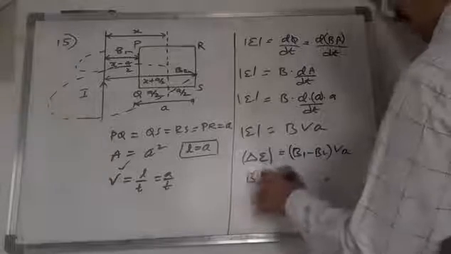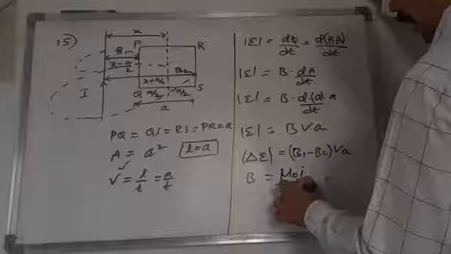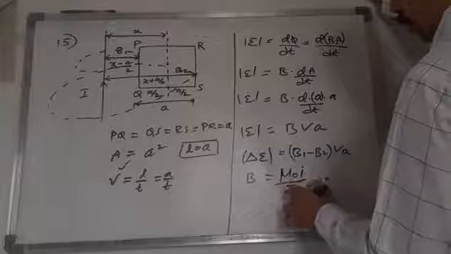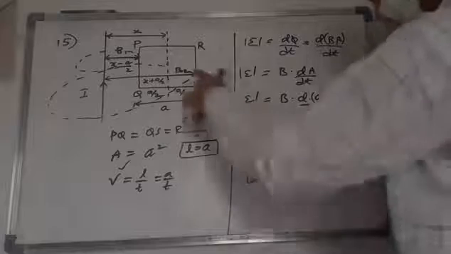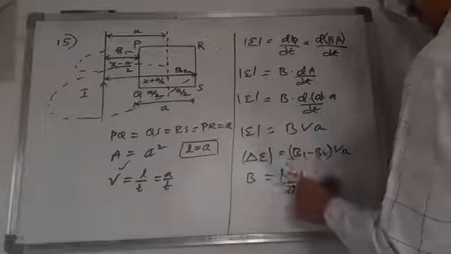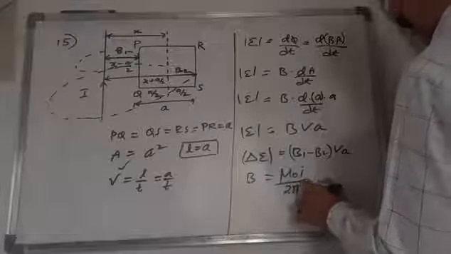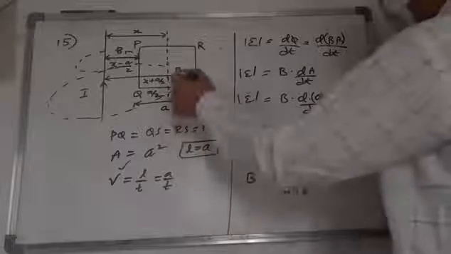First of all, B is equal to mu naught I by 2 pi R. We are writing the distance as R, so simply I am writing 2 pi R. But for B1, what happens? For B1 this is the R1, and for B2 this is the R2.